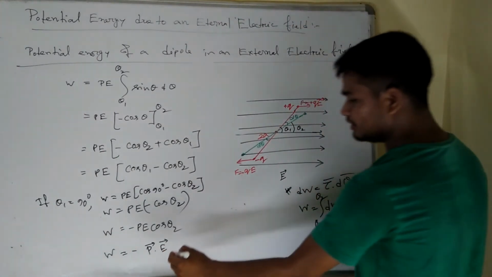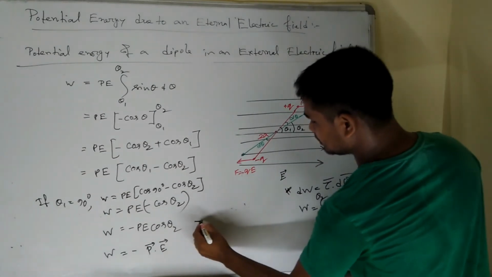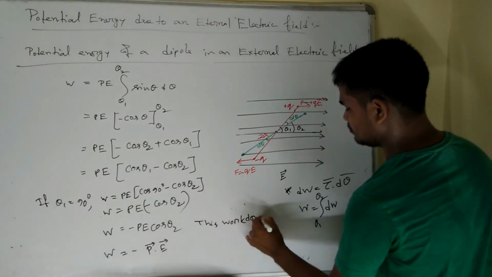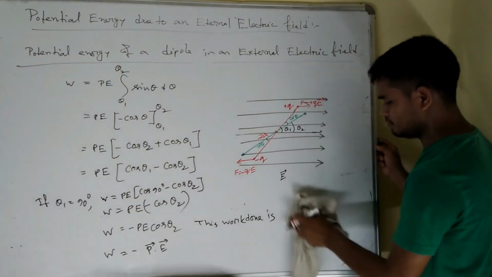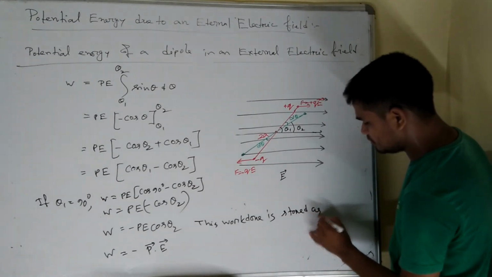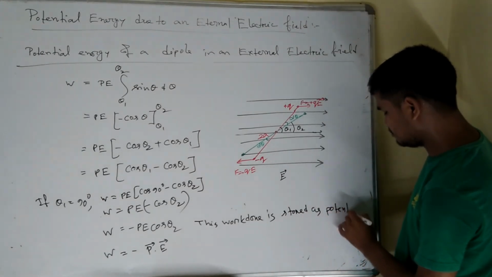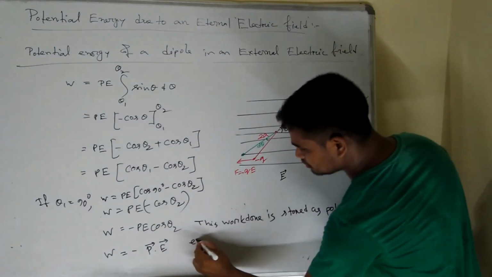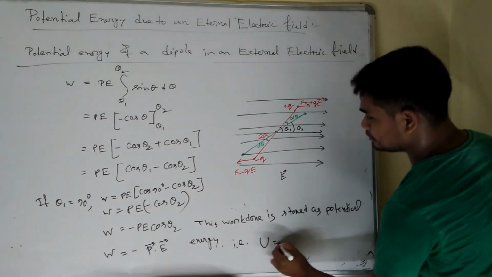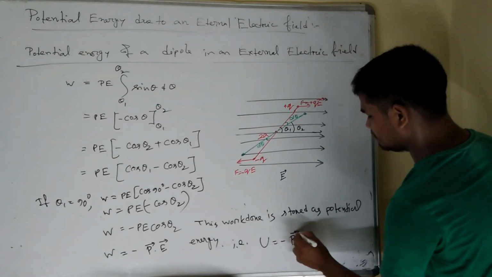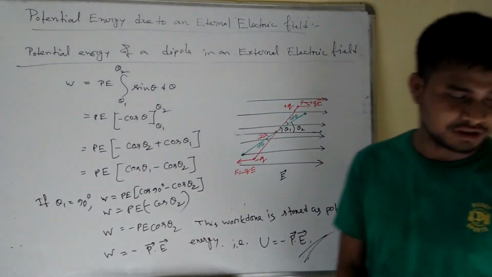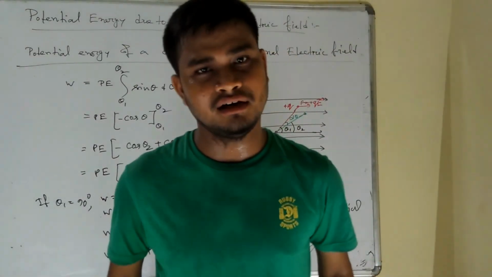Okay, this work done is stored as potential energy, that is, U is equal to minus P dot E, the amount of potential energy. Clear? Thank you.